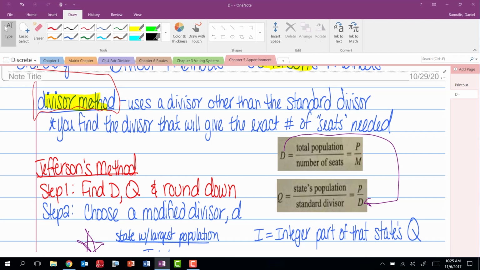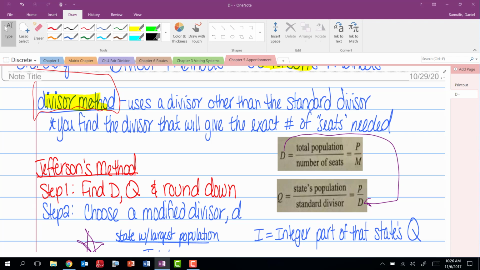You divide by the standard divisor and you don't hit 300 seats. What you have to do with the Jefferson method is choose a different divisor. And you have to keep choosing a different divisor until you give out smack dab on the dot 300 seats. There is a fundamental difference right there.